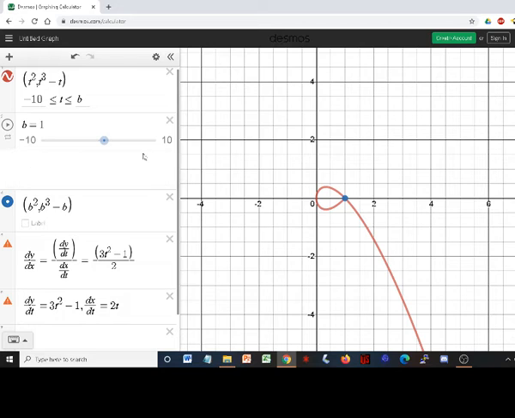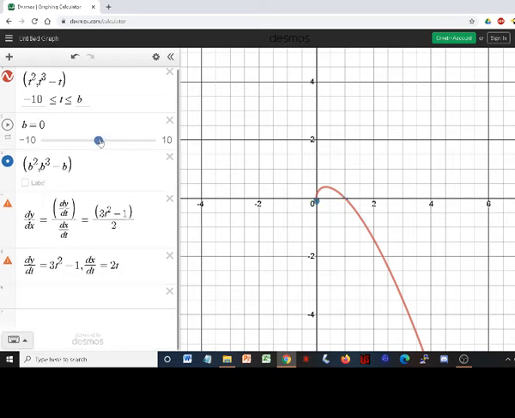I want B to slide here, but if you make B 0, and you go right there, you can see that you get a vertical tangent line right there. So that makes sense that the derivative is not defined. The other place that is of interest is at the top. When is the derivative 0?